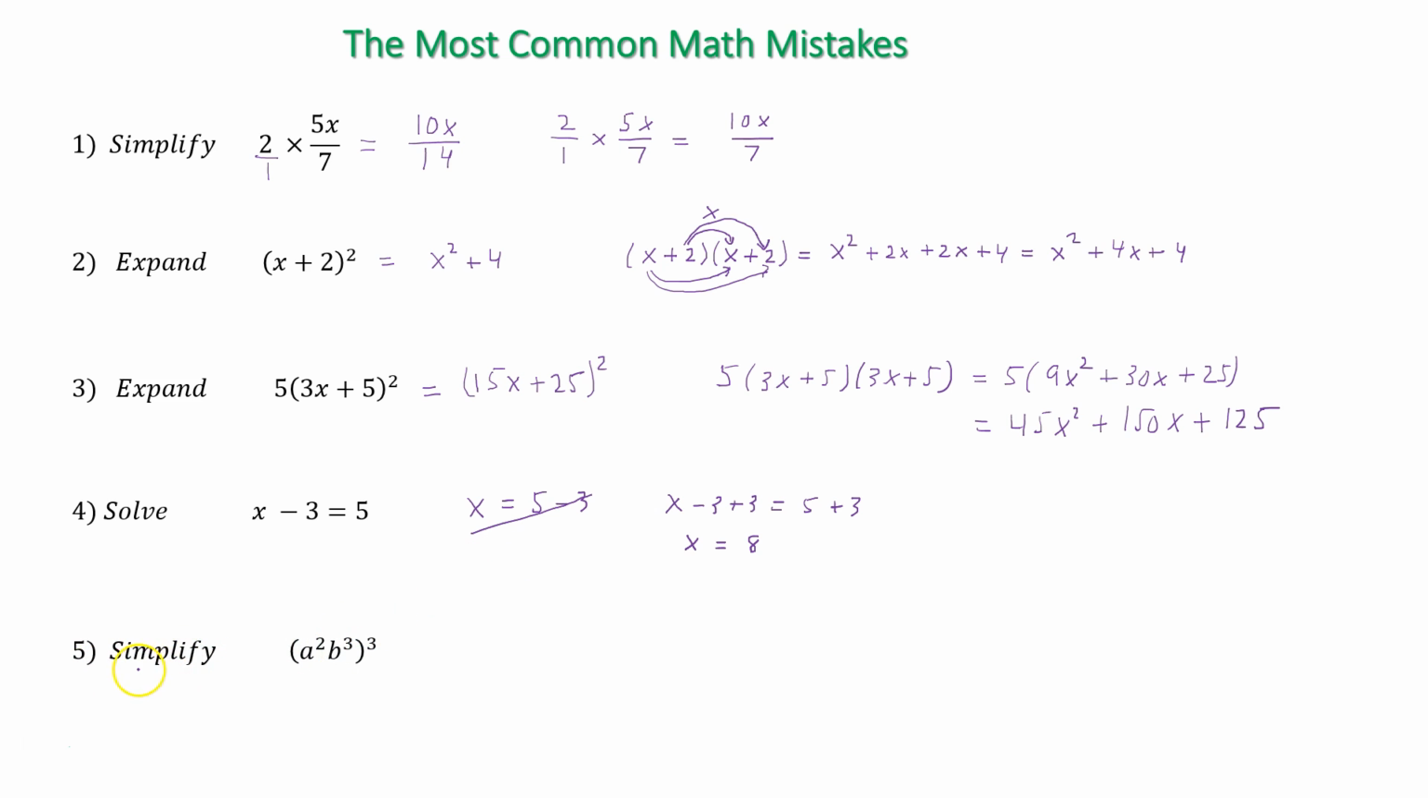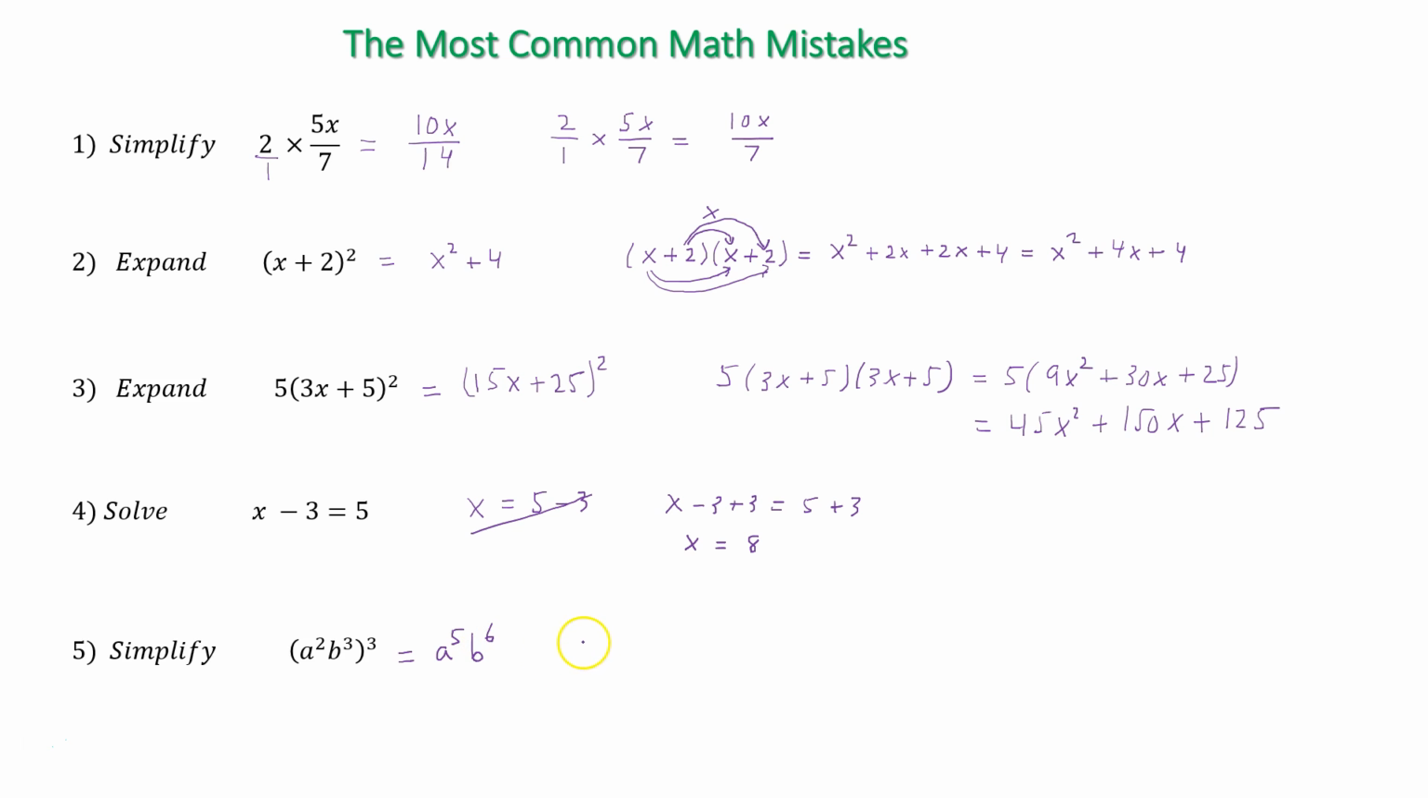Okay, looking at example 5, it says simplify. We have this expression here, a squared times b cubed, and all of that is to the power of 3. What I sometimes see students do is they're so used to adding exponents that in this situation they also end up adding exponents. So they're going to get a to the power of 5 times b to the power of 6. So they end up taking this 2 and adding the 3 to it, and taking this 3 and adding this 3 to it. But this isn't correct.